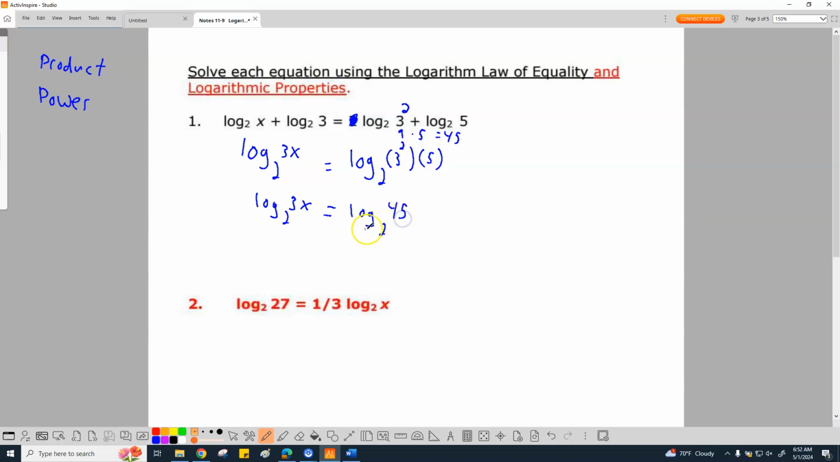And now check it out. We have a log on one side with base 2, and another log with base 2 on this side. So now I can ignore the log base 2 and just set these two numbers equal to each other. I can divide by my 3, and I end up with x equals 15. So that's how that goes. I'm going to go straight into the next one.